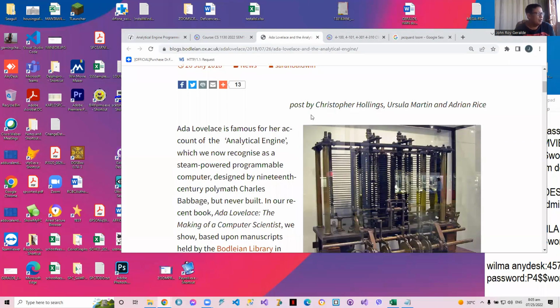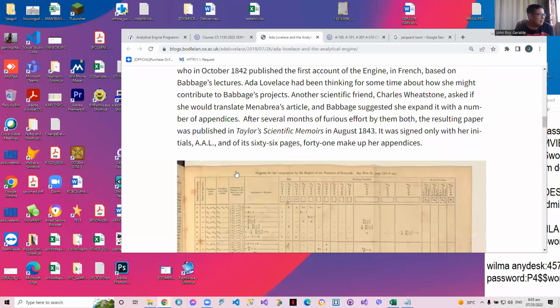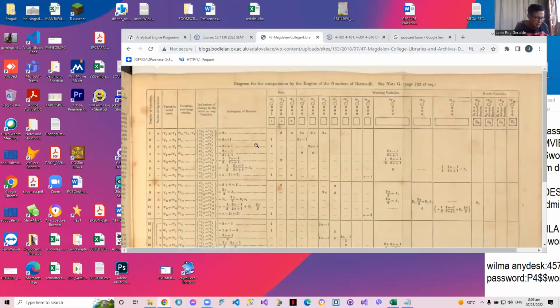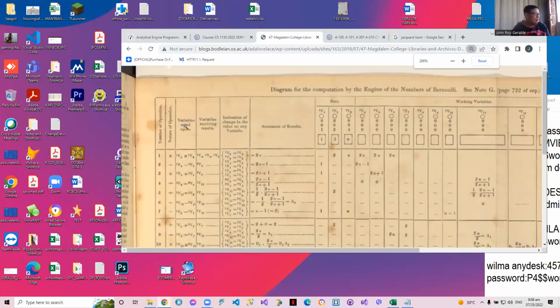So if you look at the program by Ada Lovelace, the first column is the column of operations: times, minus, divide, times, minus. So what is involved in the times? Let's enlarge this. Do you follow? So variable 2 and variable 3. It's not W, it's V. So we multiply V2 and V3. The result is not stated yet, and so on and so forth.